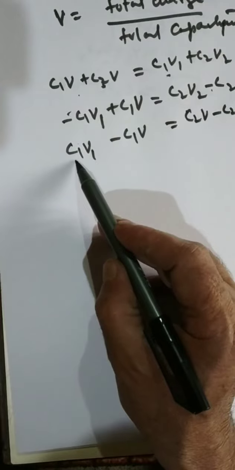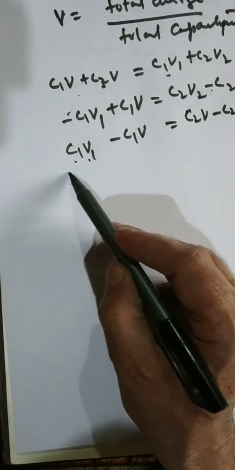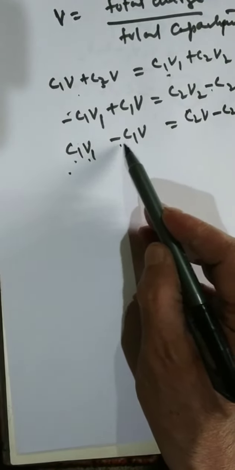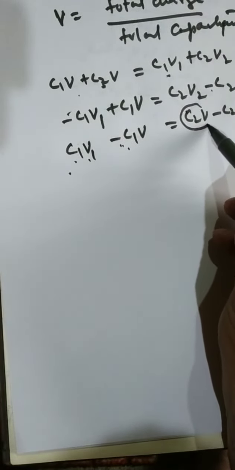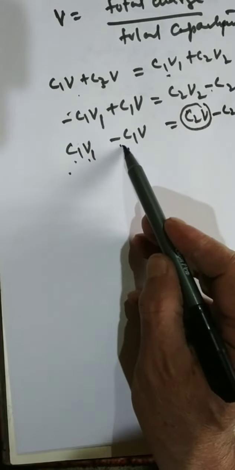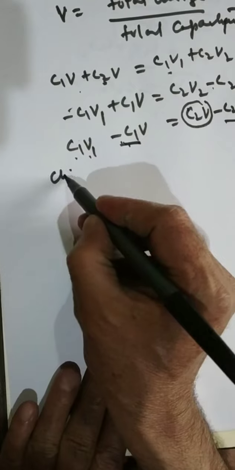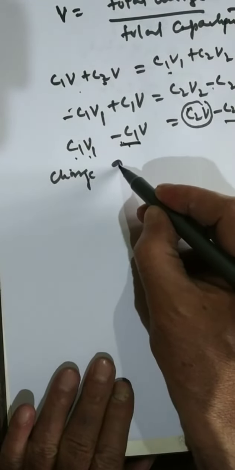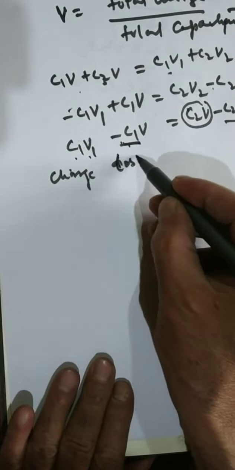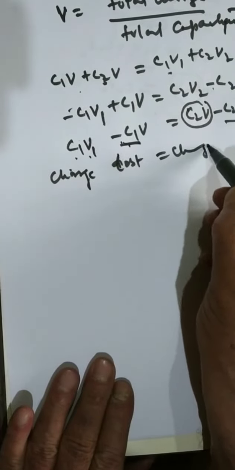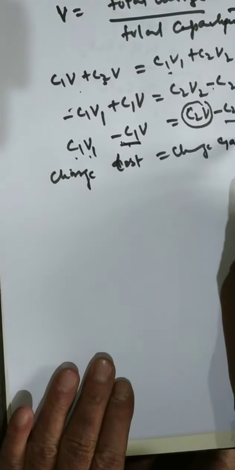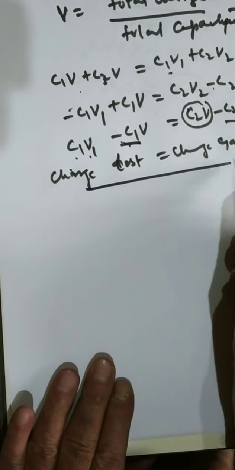देखिए, this C1V1 was the charge on the first capacitor minus the charge which flowed to the second capacitor. This is the final charge on the second capacitor after connection. It was its first charge. So it means that charge lost by the first capacitor is equal to charge gained by the second capacitor. So charge lost is equal to charge gained. Okay.